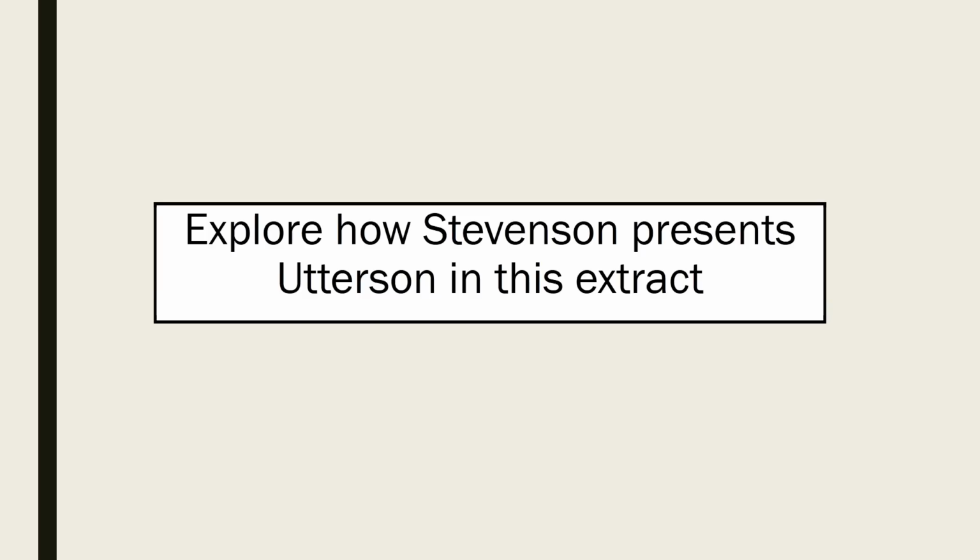And here's the question finally. So it's: explore how Stevenson presents Utterson in this extract. Pretty straightforward question. I've just adapted it from another question about another character. We tend to see the "explore how" a lot in these questions. I don't think I've seen one without that. So just look out for that.